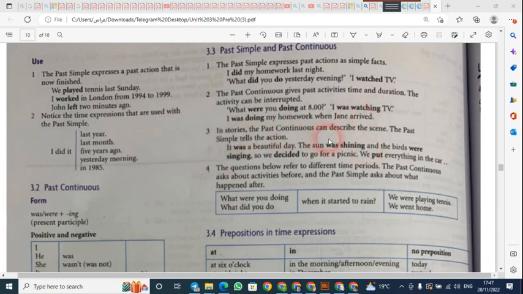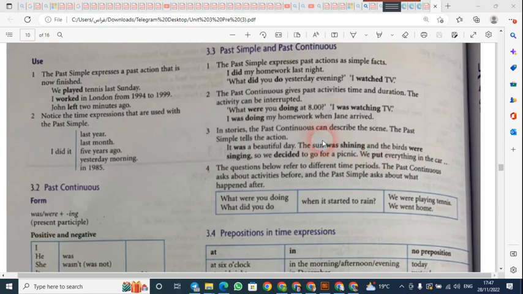In the stories, the past continuous can describe the scene. The past simple tells the action. يقول في القصص يصف الماضي المستمر المشهد، بينما يصف الماضي البسيط الأحداث. It was a beautiful day. The sun was shining and the birds were singing. So we decided to go for a picnic. We put everything in the car.